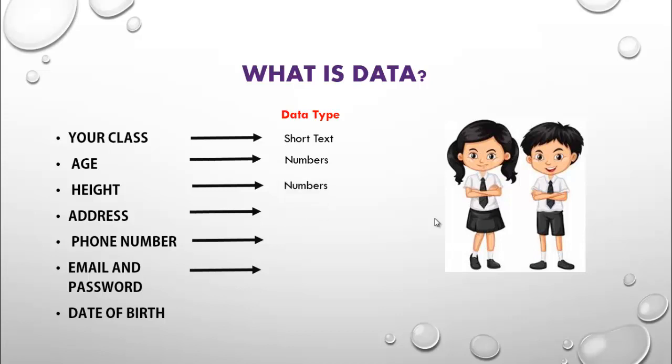Okay, short text, your class. Okay, number, these are different data types. Long text in address, phone number is long text. Email, password, long text. Okay, then your date of birth's data type is date and time. We will see all these.